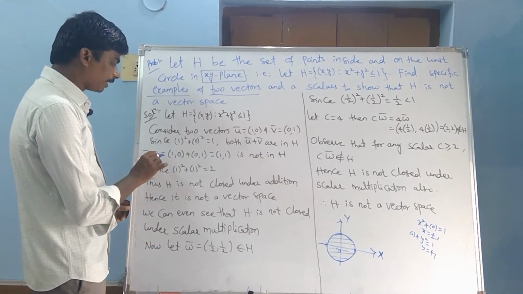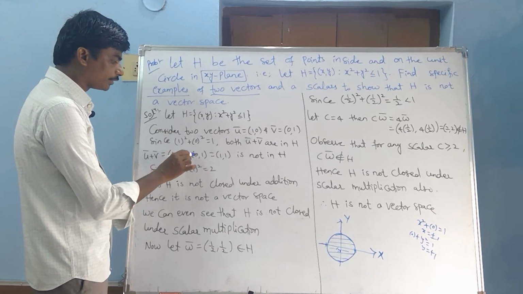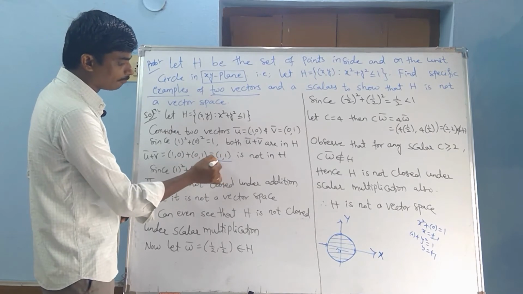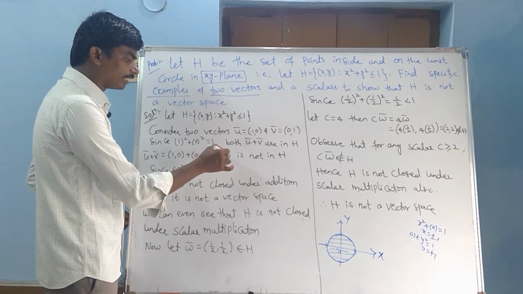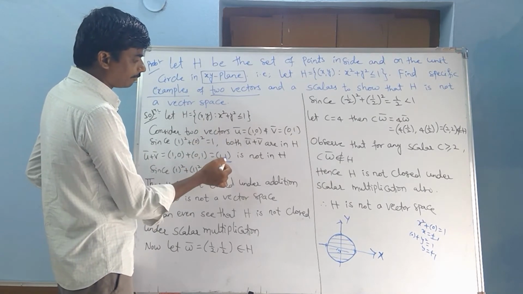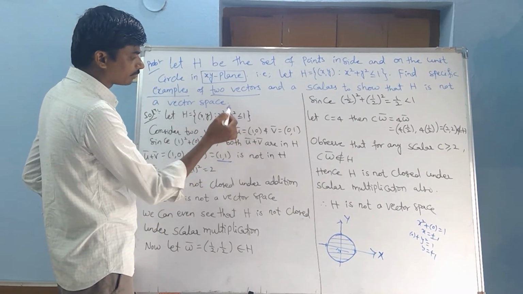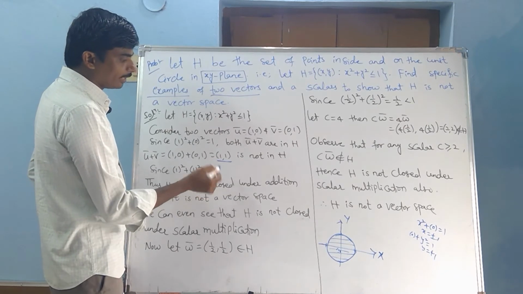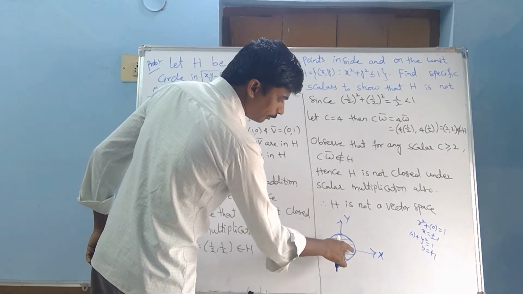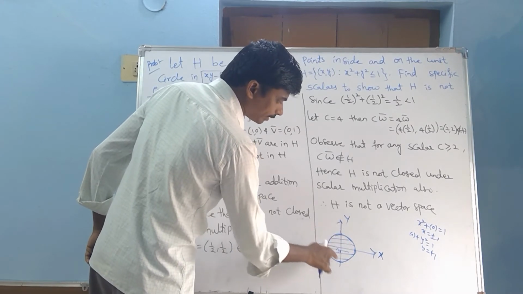Now u bar plus v bar equals (1, 0) plus (0, 1). On addition, what will come? (1, 1). Substituting the x value and y value here, 1 square plus 1 square comes to 2. This is not inside the circle, where the boundary points are (1, 1), (1, minus 1), and so on.